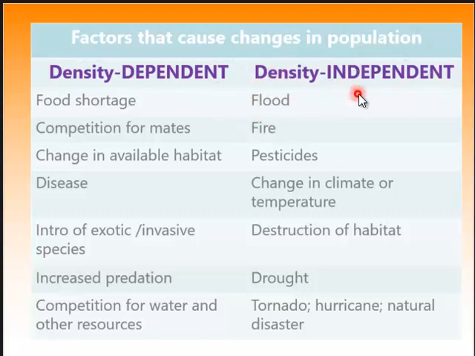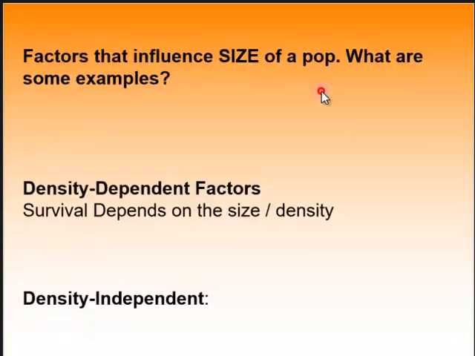So it's independent. If there's a fire, it doesn't matter how dense they are, they're going to die if there's a fire regardless. If there's pesticides that could kill them, it doesn't matter if there's 2 bunnies or 100 bunnies. So it's independent of the size of the population. That is the difference between density dependent and density independent.